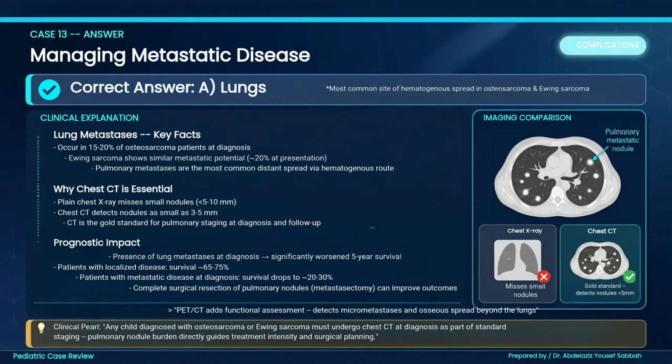Presence of lung metastases at diagnosis significantly worsens 5-year survival. Patients with localized disease have survival of approximately 65 to 75%. Patients with metastatic disease at diagnosis have survival dropping to approximately 20 to 30%. Complete surgical resection of pulmonary nodules, called metastasectomy, can improve outcomes. Any child diagnosed with osteosarcoma or Ewing sarcoma must undergo chest computed tomography at diagnosis as part of standard staging.